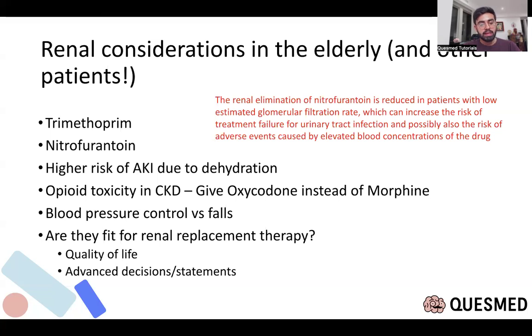And then lastly, renal replacement therapy, primarily dialysis. And again, you want to think about things like quality of life, and also if there's any preferences that have been made beforehand, so an advanced decision or an advanced statement.